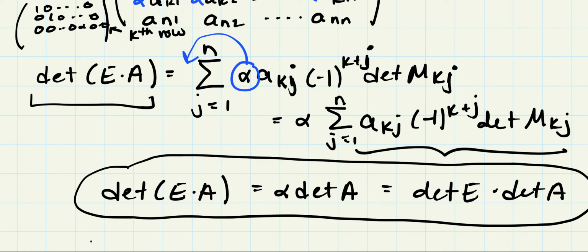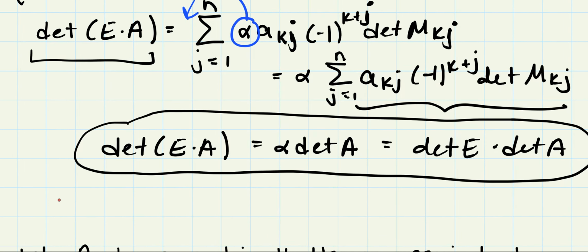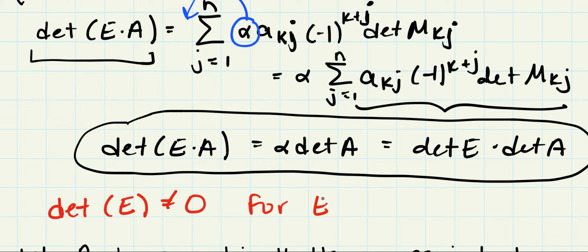Something to also notice is that for every elementary matrix we saw, type 1, type 2, type 3, the determinant was non-zero. So you might want to write that down somewhere. So the determinant of E is non-zero for E being an elementary matrix. Remember, the determinant of a type 1 was -1. The determinant of a type 2 was equal to alpha, which was a non-zero scalar, and the determinant of a type 3 was equal to 1.